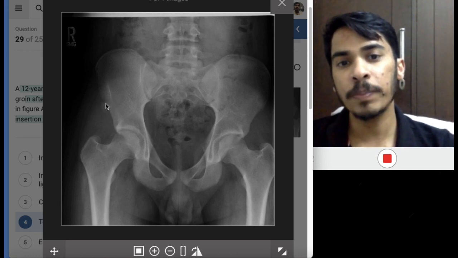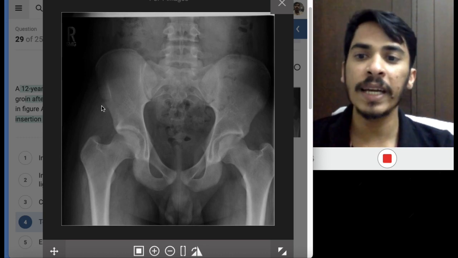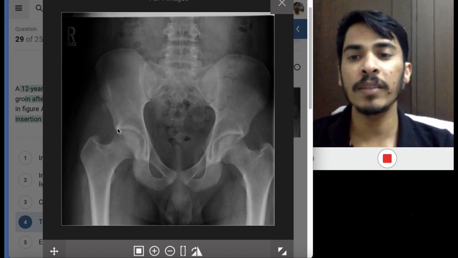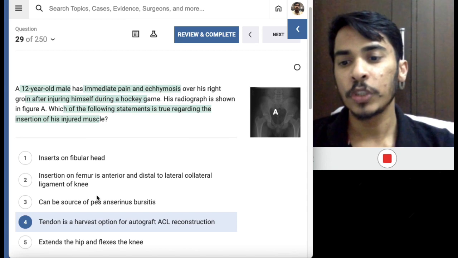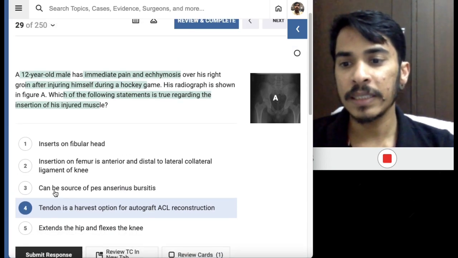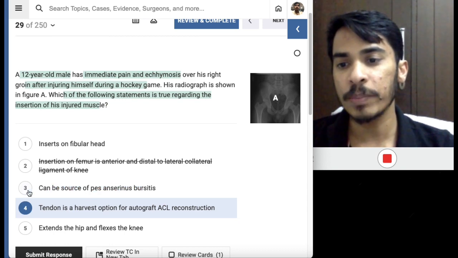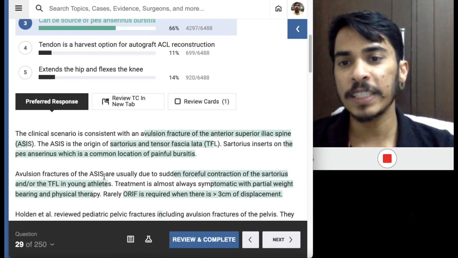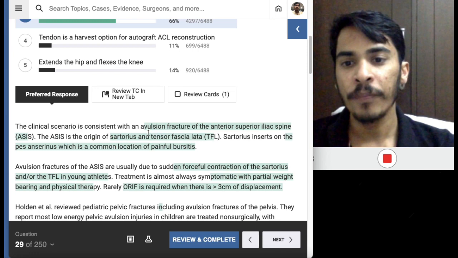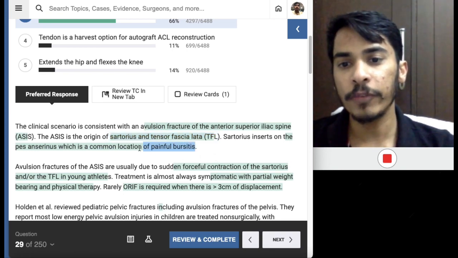Anterior superior iliac spine attached structures are tensor fasciae latae and sartorius. Anterior inferior iliac spine is attached to rectus femoris. So this is sartorius, and it can be a cause of pes anserinus bursitis also. So the answer is sartorius, which is attached to the anterior superior iliac spine. Sartorius and tensor fasciae latae attach to the anterior superior iliac spine. It is a cause of painful bursitis.